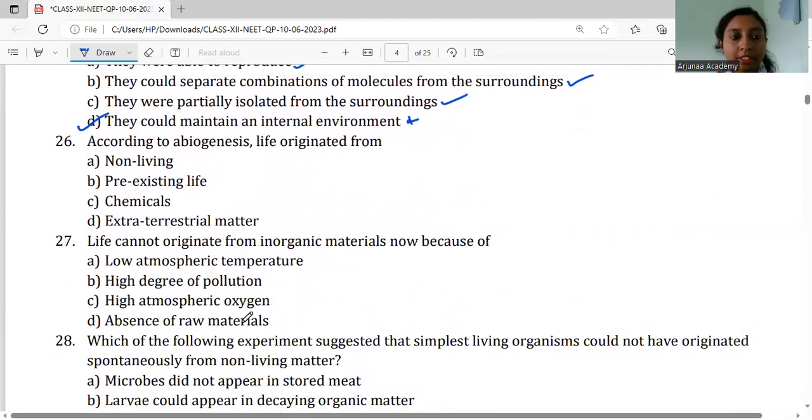Then the 26th question: according to abiogenesis, life originated from. Abiogenesis is the theory of chemical evolution. According to that theory, the origin of non-living materials happens, and from those non-living matter, living organisms appeared. How did these non-living materials appear? Because of the chemicals. Because of the reactions among the chemicals, the non-living matter originated, and from that the life originated. So this is according to the theory of chemical evolution.